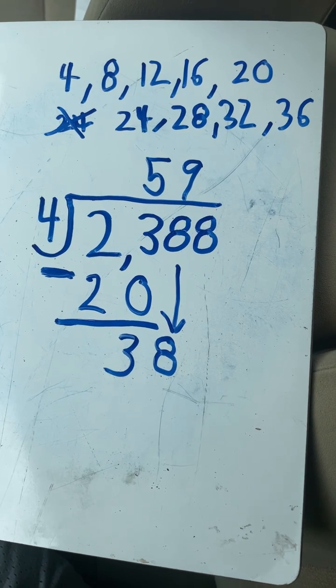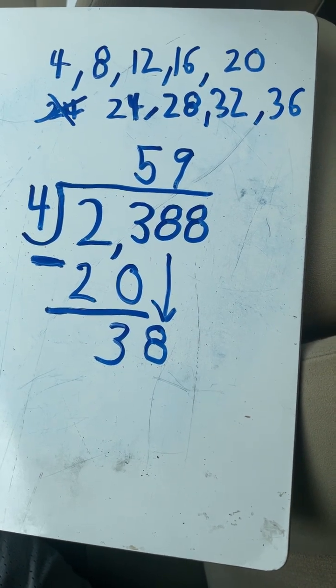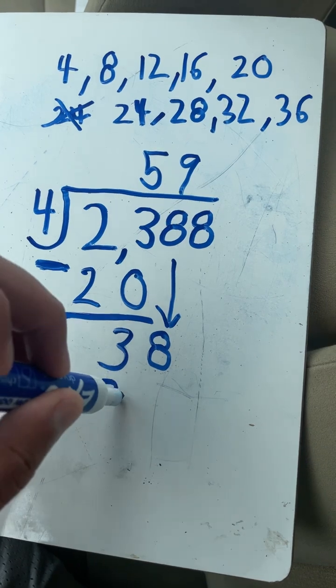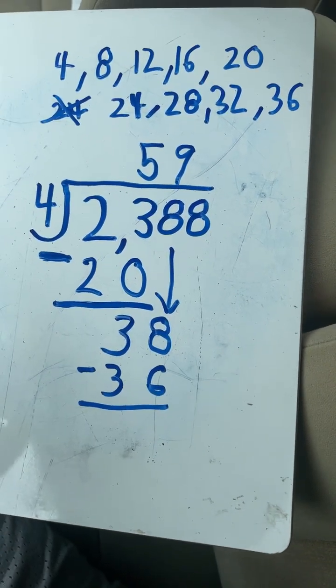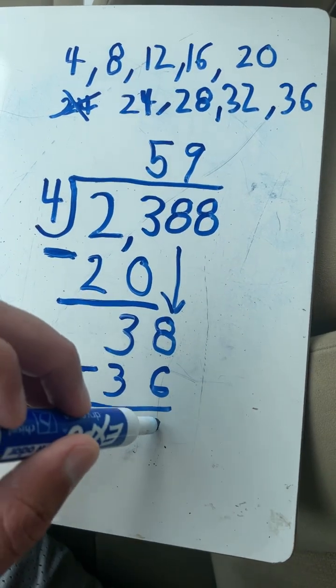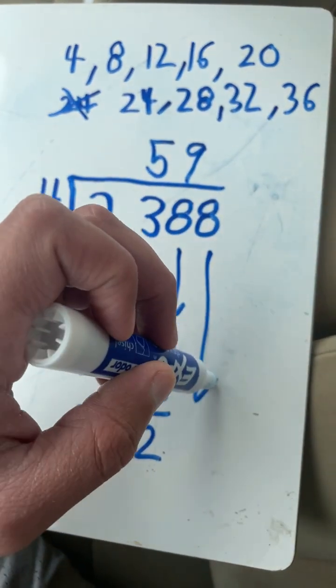And then the number that I landed on, the closest I got to 38 without going over, was 36. So 38 minus 36. We have a remainder of 2. I'm going to bring down the 8.